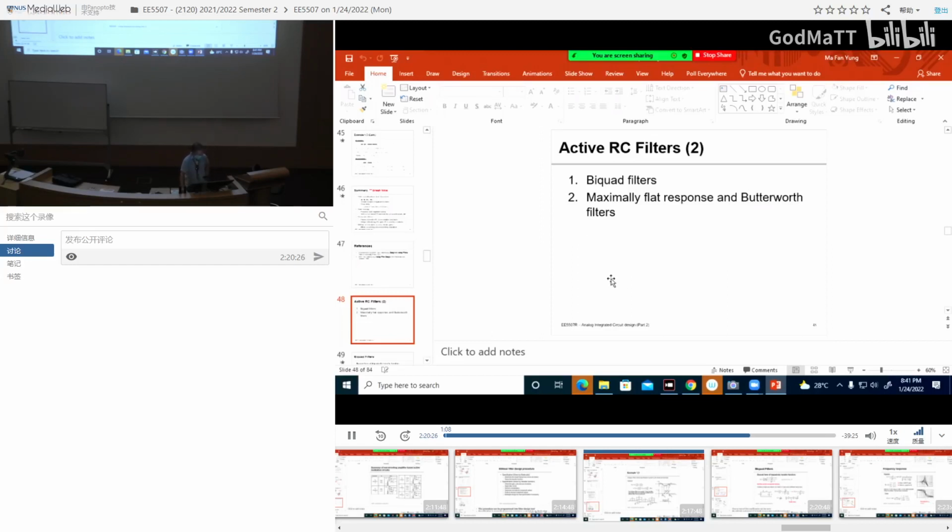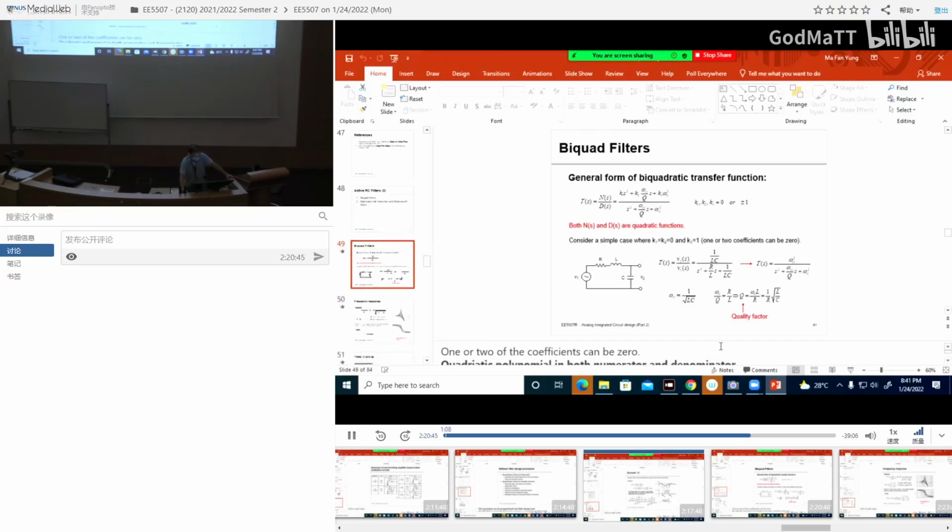So now what about other types of filter different from the bilinear? We talk about two different kinds. One we call the biquad filter, and the second type we call the maximally flat filter, and the Butterworth is one special case of this maximally flat. What do we mean? We go through and say.